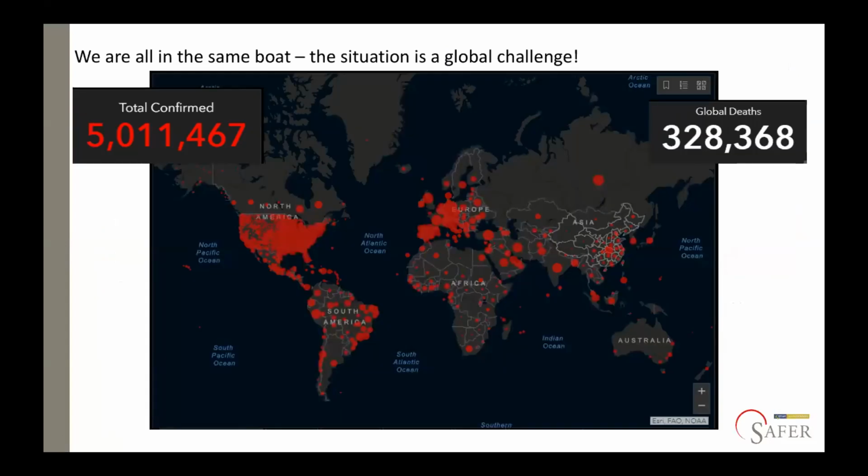It is important to remember that this situation is not something that one country or one population is facing. We are all in the same boat. We are all facing the same challenges. If we are working in high resource or low resource or mid resource environments, we face many of the same challenges on a personal level and also at an organizational level.